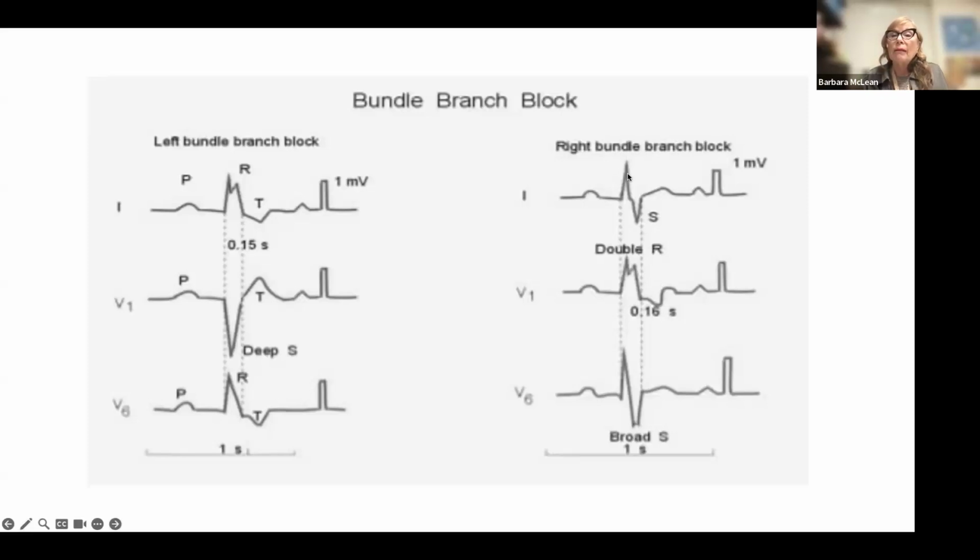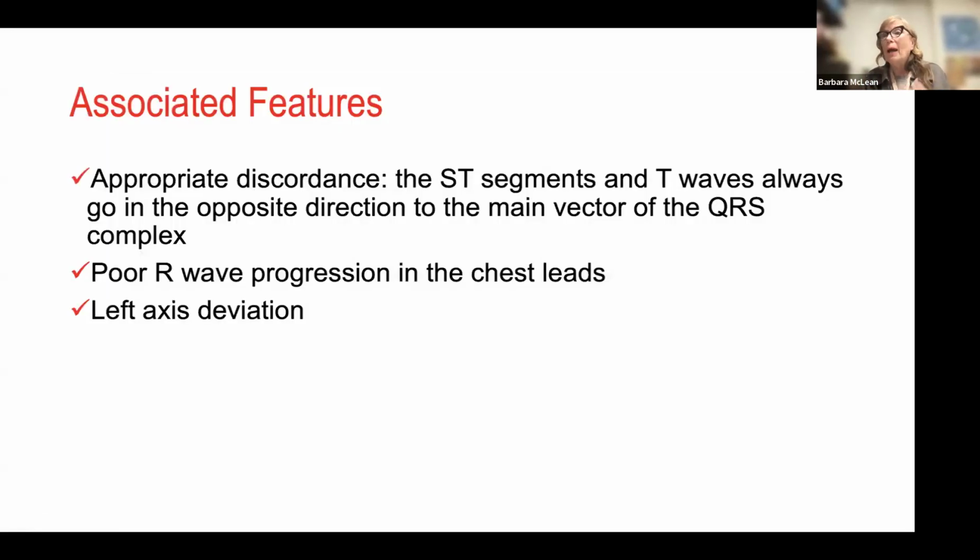And what I see in my left-sided leads, 1, aVL, V5, and V6, is that I have this significant S wave following the R. I have that deep or wide S wave. So that's going to be really important when I'm trying to evaluate and correlate that. So remember those associated features, really important: ST segments and T waves are going to go in that opposite direction to the main direction of the QRS complex in bundle branch block.